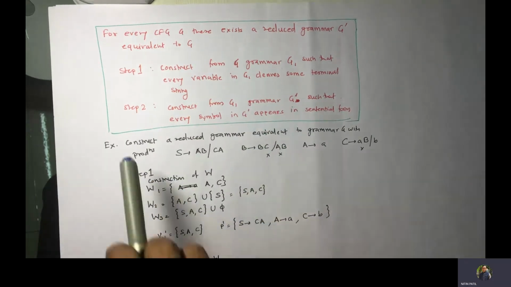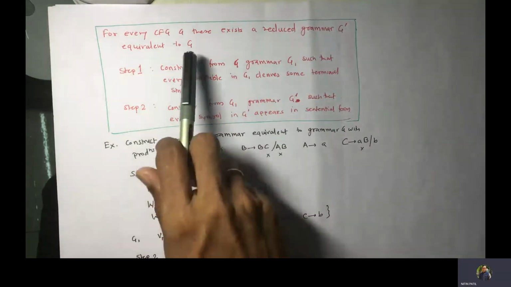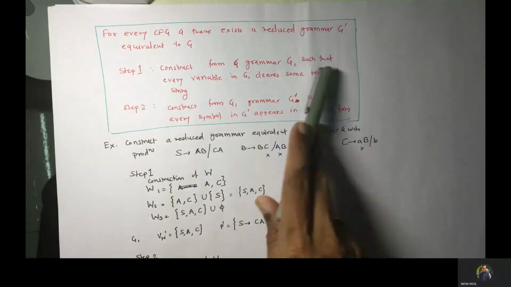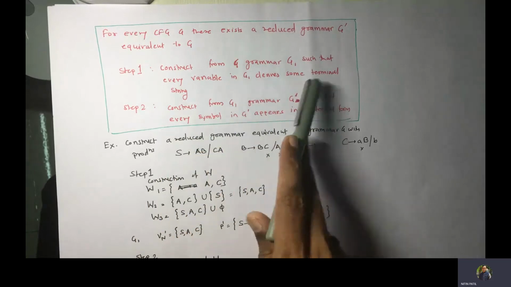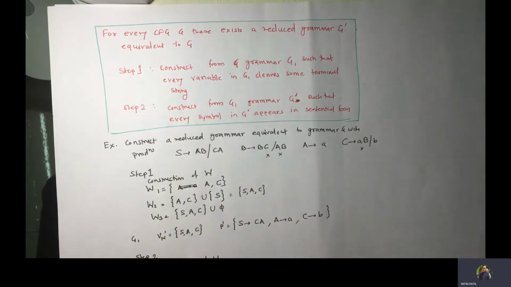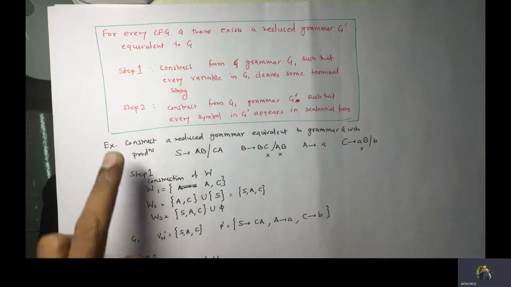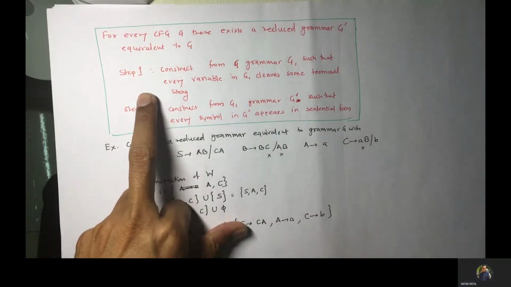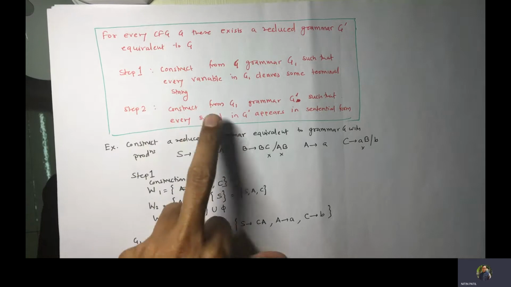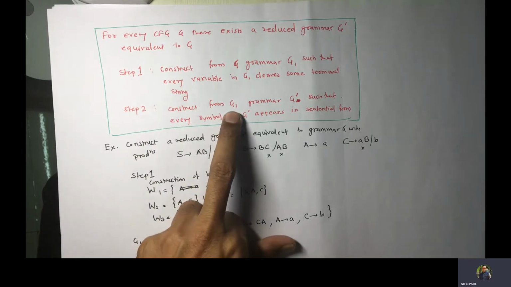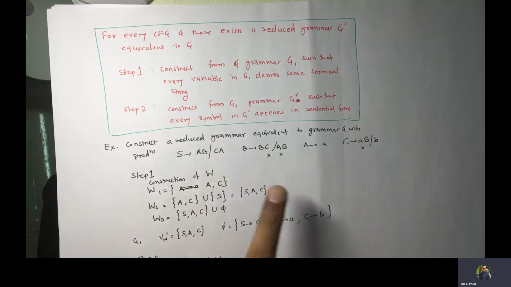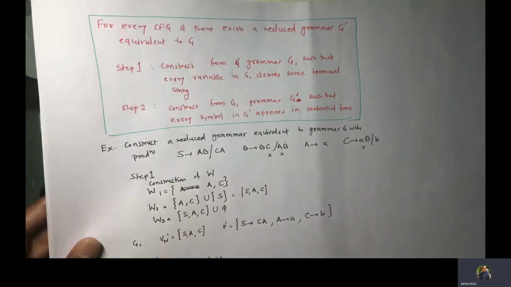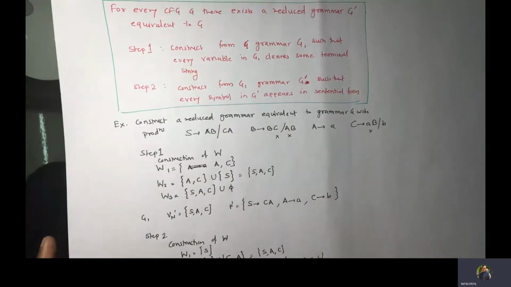The first step we are going to apply would be: whatever the grammar G that is given to us, we will construct grammar G1 such that every variable in G1 derives some terminal string. This is the algorithm one that we talked about earlier. Step number 2: whatever the grammar resulted from step 1, we are going to take that grammar as an input and convert it to an equivalent grammar G dash such that every symbol in G dash appears in a sentential form. So let us take an example over here.